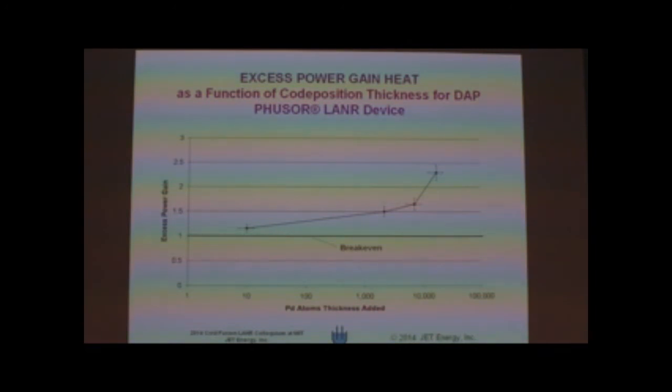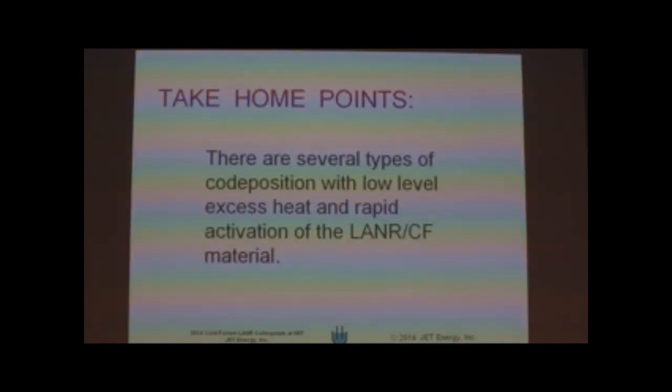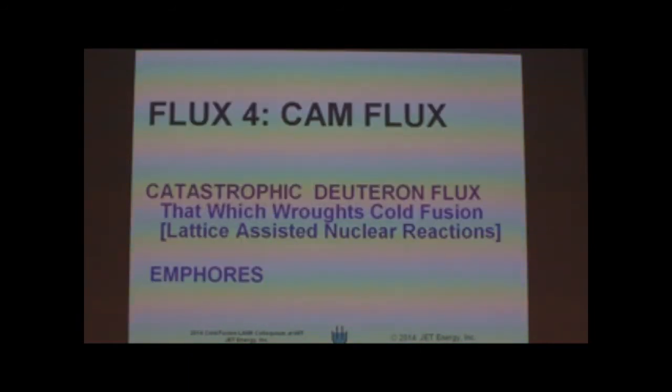The other thing we do is, when we occasionally co-deposit, we'll measure the excess energy that we create as a function of the deposition. So here, for example, this is calculated palladium atoms thickness added. I did it on the basis of the rate at which we're putting on the electric current. And here's our excess power gain. So here's our break even, where this is what we would see with the Ohm control. And as we start laying down more and more atoms, we end up going up to a power gain in excess of 200%. Take home point is there are more than one type of co-deposition. Co-deposition is a very good way of getting the excess heat quickly. In our experience, it's a low-level excess heat, and that's why we don't use it that often.